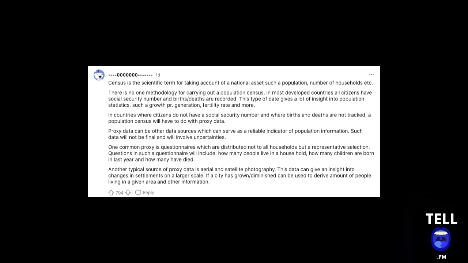One common proxy is questionnaires, which are distributed not to all households but to a representative selection. Questions in such a questionnaire will include: how many people live in a household, how many children were born last year and how many have died. Another typical source of proxy data is aerial and satellite photography. This data can give an insight into changes in settlements on a larger scale. If a city has grown or diminished, it can be used to derive the amount of people living in a given area and other information.